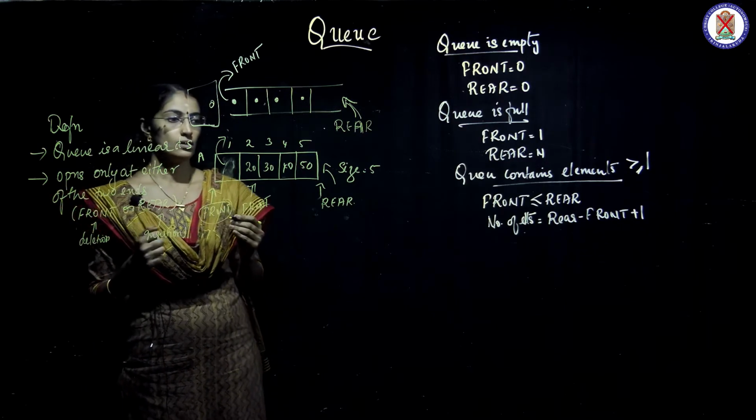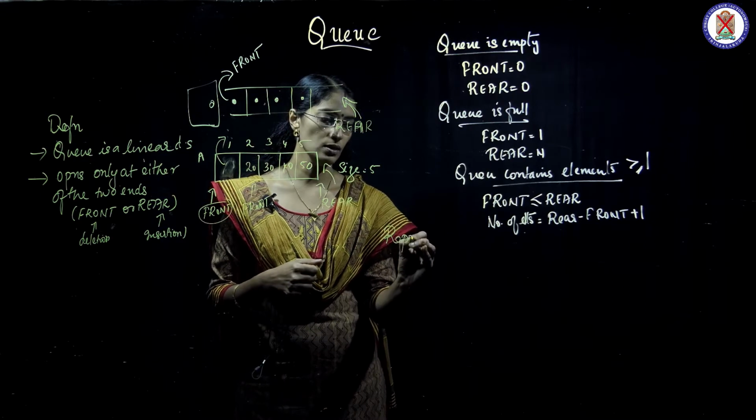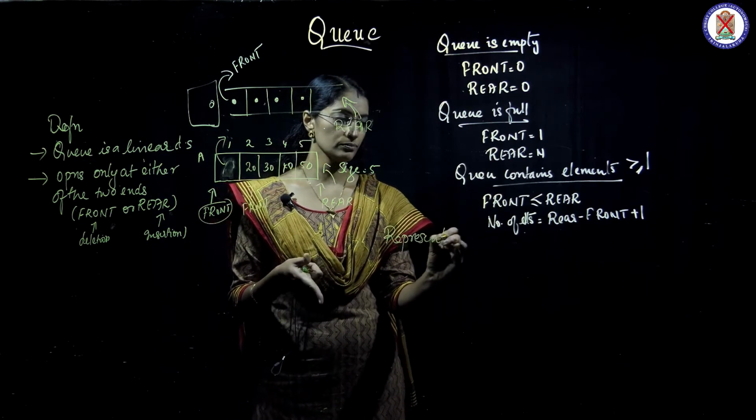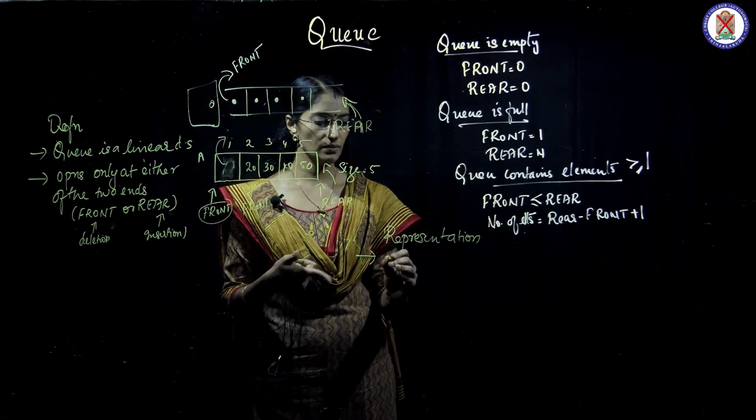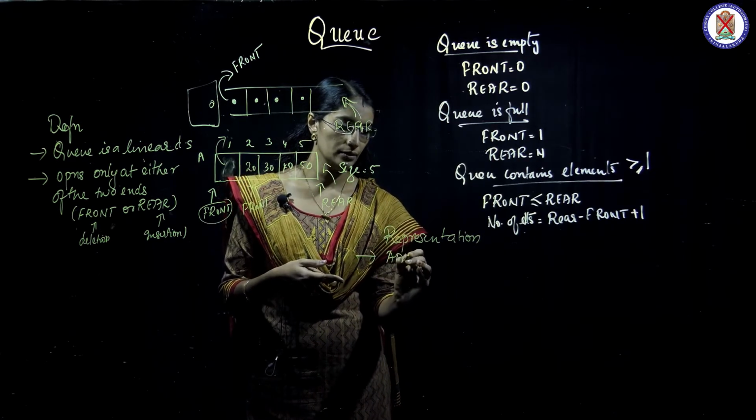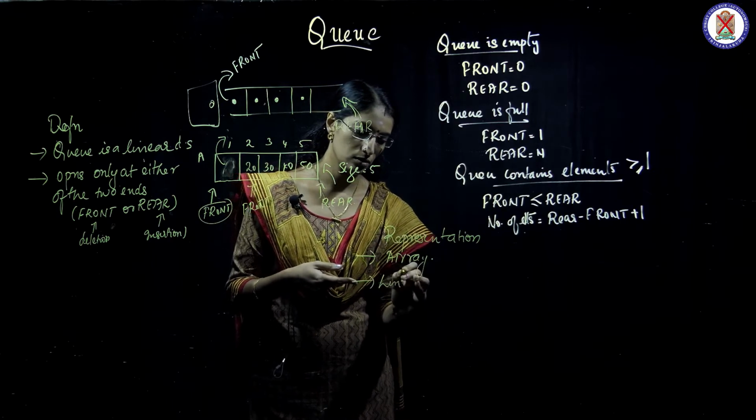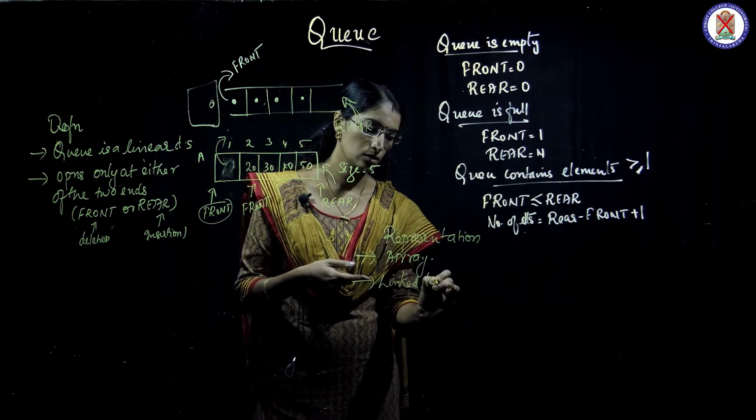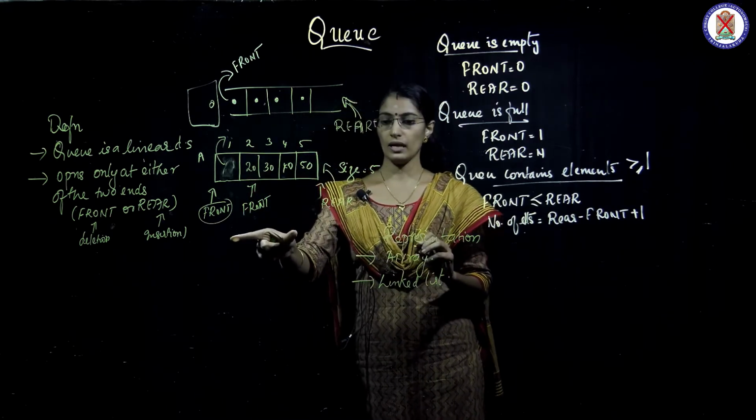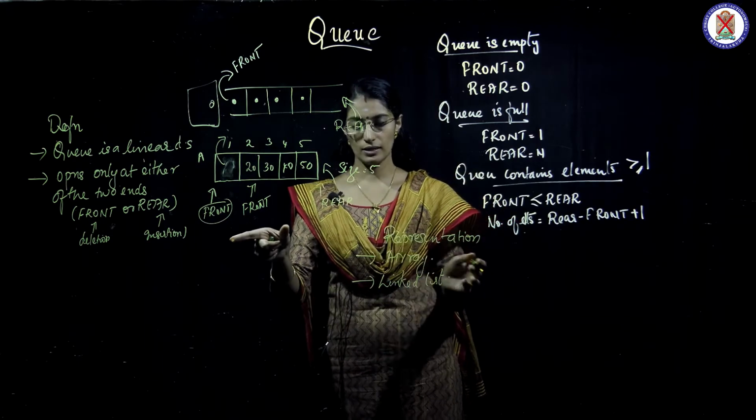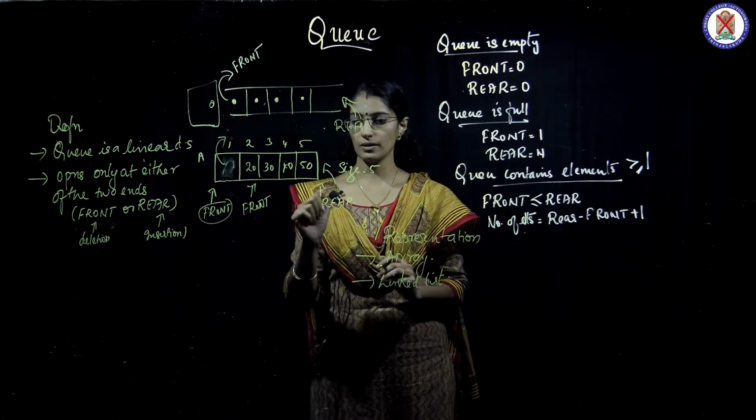Now similarly, as we have seen in stack, queue also can be represented using array and linked list. In this example which I have given here, I have done it with the help of the array, right? Linked list we can see. Now what is happening here in array?